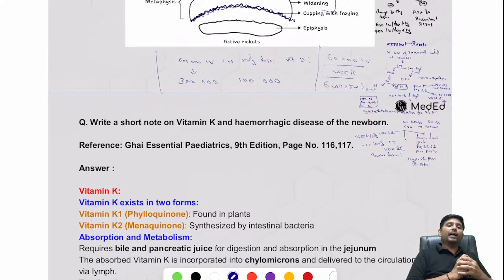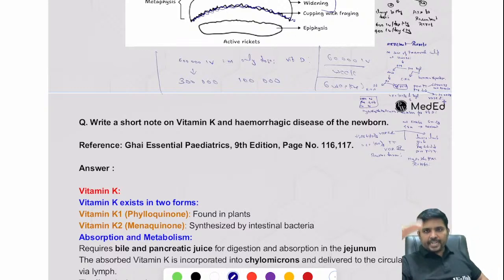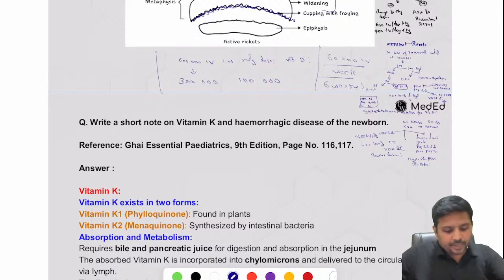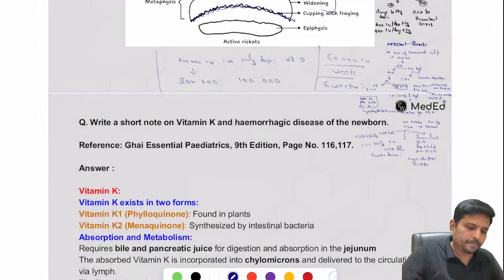So what will happen if there is no vitamin K? You all know that vitamin K is responsible for gamma carboxylation of factors 2, 7, 9, 10. When this gamma carboxylation doesn't occur, factors 2, 7, 9, 10 will be lacking, leading to hemorrhagic disease of newborn, leading to bleeding. So what are all the three types of hemorrhagic disease of newborn? There are three types. What are they? Let us see.